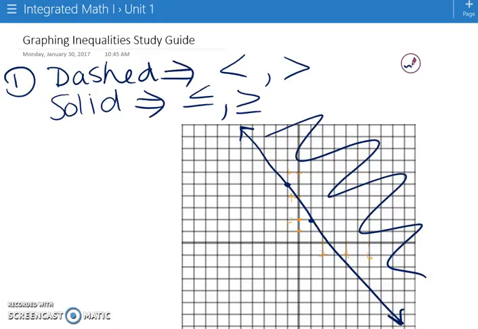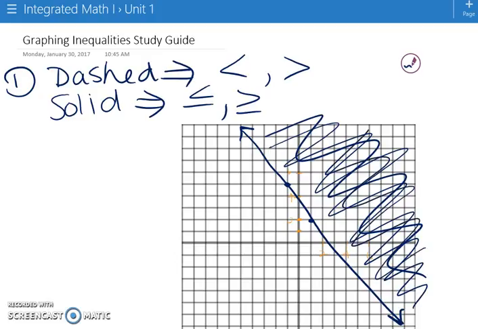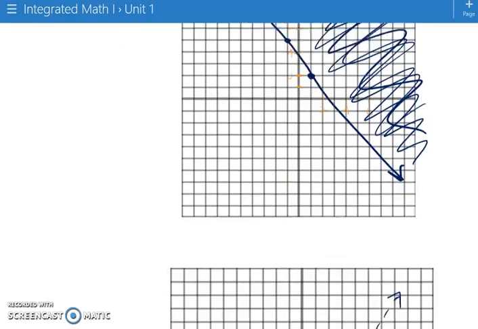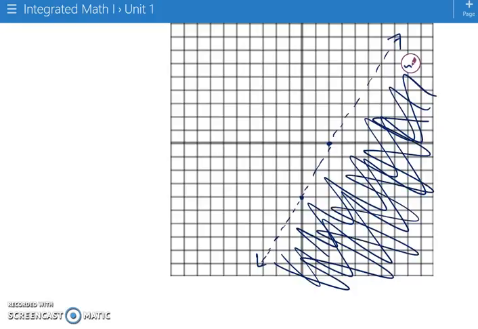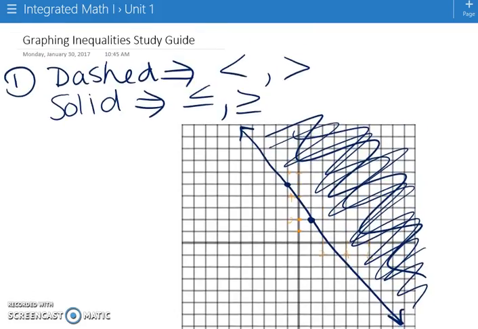With a solid example, everything on this side is a solution to the inequality, also including any point on the line. But when you have a dashed situation, yes, every point combination over here is a solution, but anything on this dashed line does not count as a solution. So the dashed line does not include points on the line, while solid ones do.